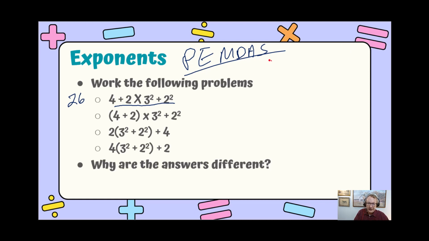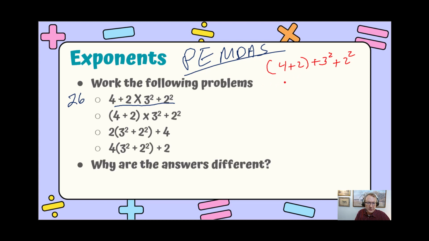So we've got some parentheses here. I know I've got to do what's inside the parentheses first. So we got 4 plus 2 plus 3 squared plus 2 squared. Well, I'm not going to try to do too much at once because when I do a lot of things at once, I make mistakes. So I'm just going to take it one step at a time.